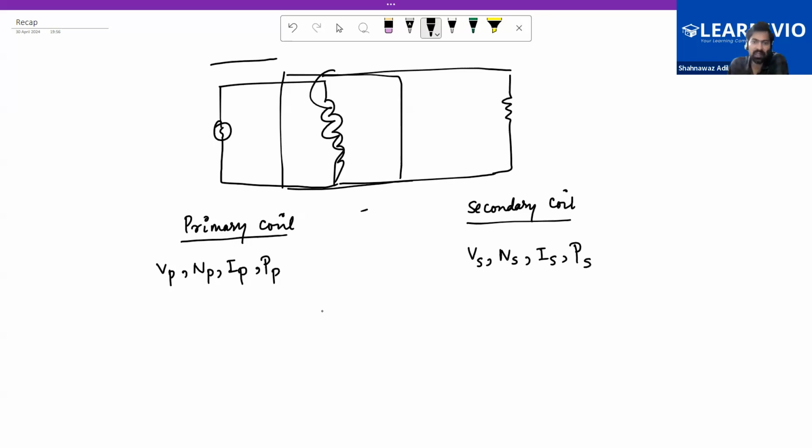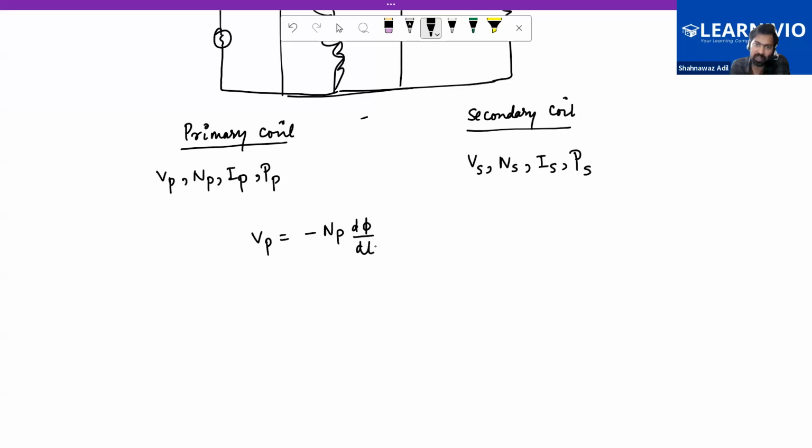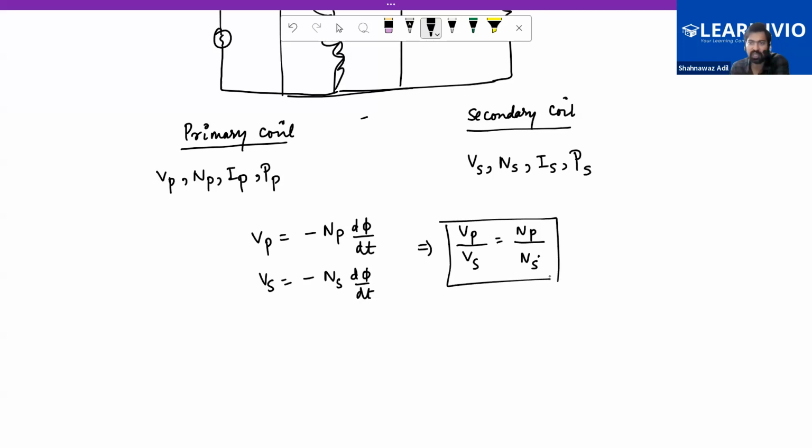So there is a condition. You know what the EMF is. The primary EMF would be minus Np d phi by dt, and the secondary voltage would simply be minus Ns d phi by dt. So if we divide these two, Vp by Vs is Np by Ns. This is the known result that we have.